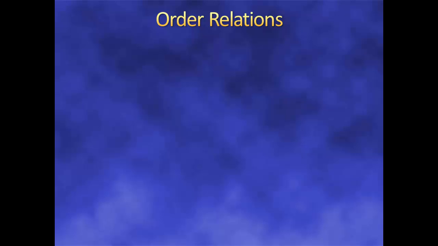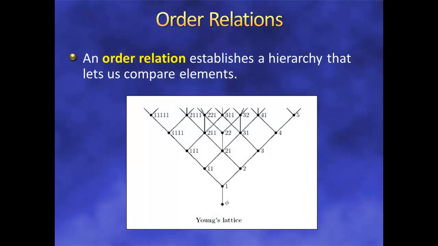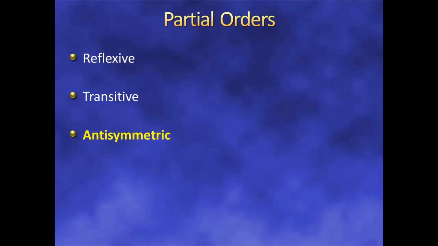The other kind of relation that shows up a lot in mathematics is order relations. Rather than splitting a set into equivalence classes, order relations establish sort of a hierarchy in our set that lets us compare different elements. The basic kind of order relation is called a partial order. Like an equivalence relation, a partial order must be both reflexive and transitive. But where the two differ is the symmetric property. Rather than being symmetric, a partial order must be anti-symmetric.